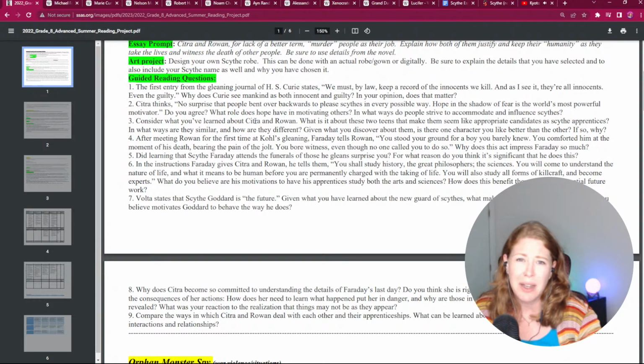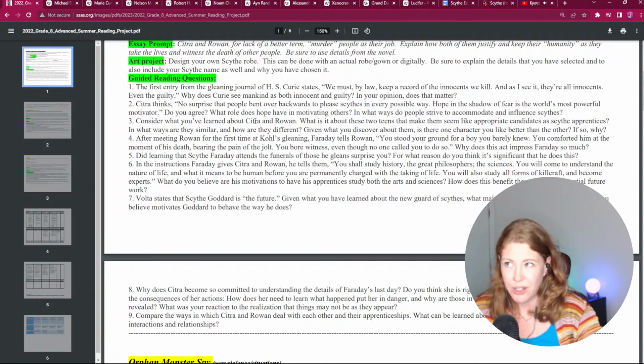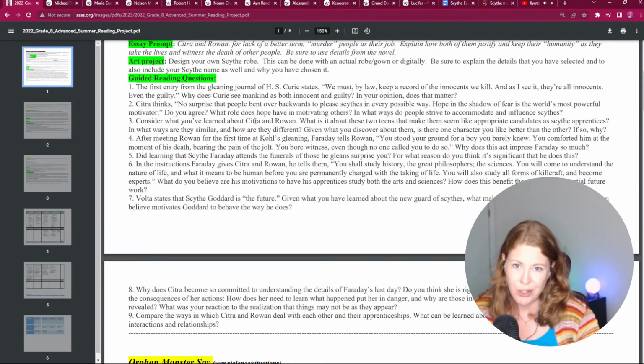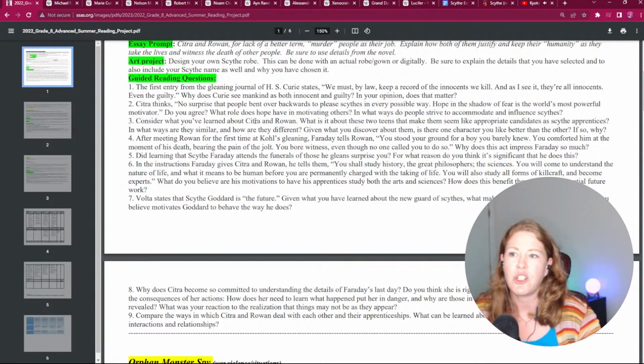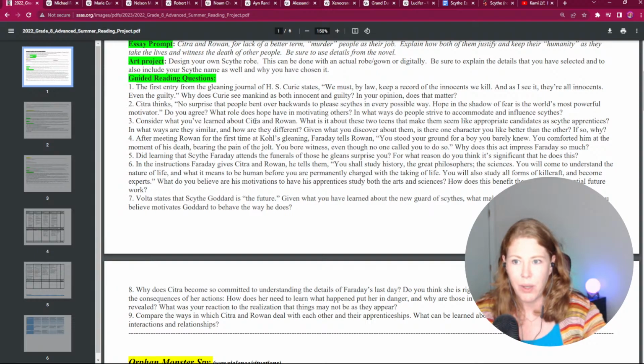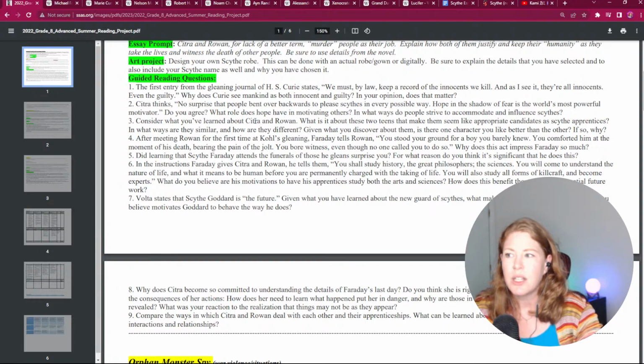Citra has her own flaws, in my opinion. Obviously I think it goes without saying that Rowan has these flaws, but Citra has her own flaws. Like I said, when we were reading, she asks both Scythe Curie and Scythe Faraday to cheat for her when she does the tests, right? She wants Scythe Faraday to give her information about what the first test is going to be. She wants Scythe Curie to give her information about what the tests are going to be before they happen. So Citra has her own faults that make her not so likable, which is a big one. For me, it is a big one.